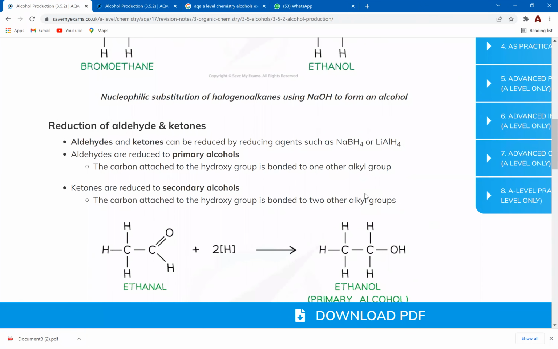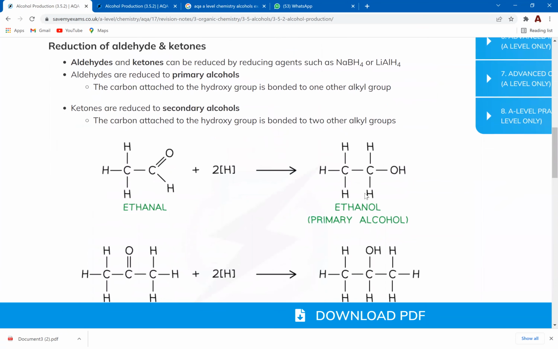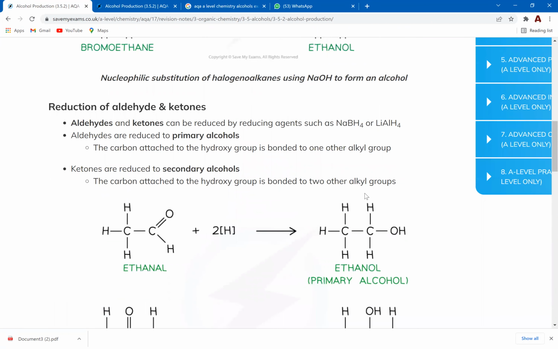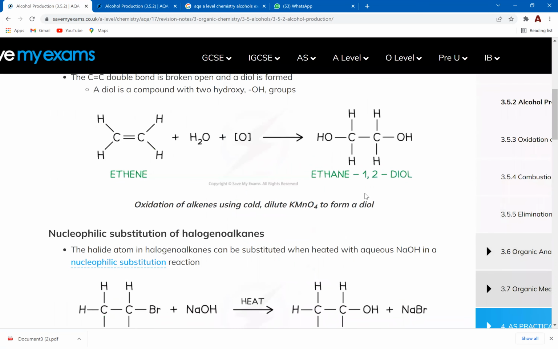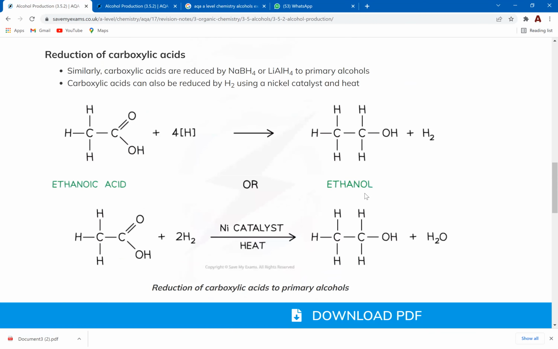And then there's reduction of aldehydes and ketones. We're going to come back to it later because we haven't covered aldehydes and ketones. We'll talk about it after we cover this topic. This is another reaction that can produce alcohols. So there are altogether 4 different mechanisms that you can use. In fact, there's another one as well.